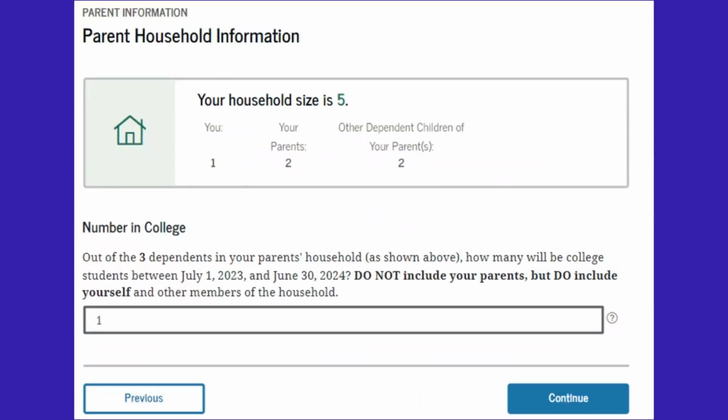Then they want to know the total household size. So you have 1 for you, 2 for your parents, and then there were 2 siblings in this case. But they also want to know the number of students that are going to be in college when the student is going to be in college. So in this family, this is the only student that is in college. If you have an older sibling that's in college, you would of course list 2, maybe even 3, whatever the number may be.